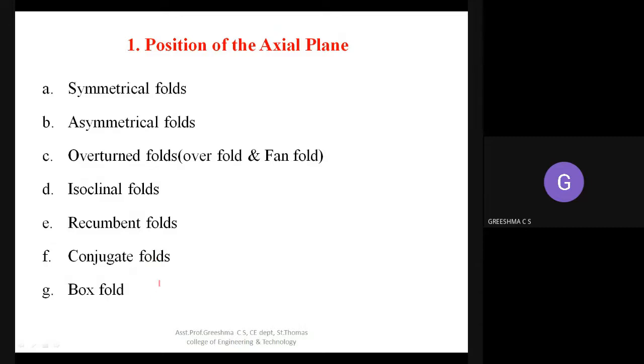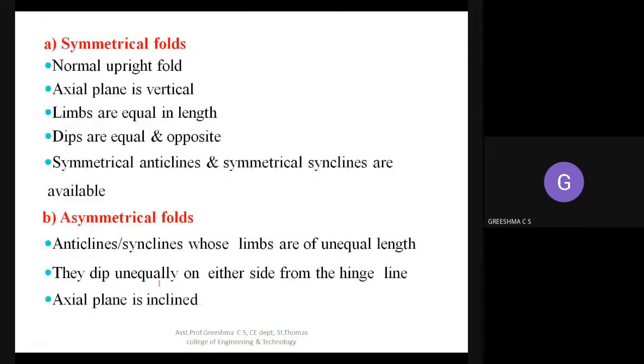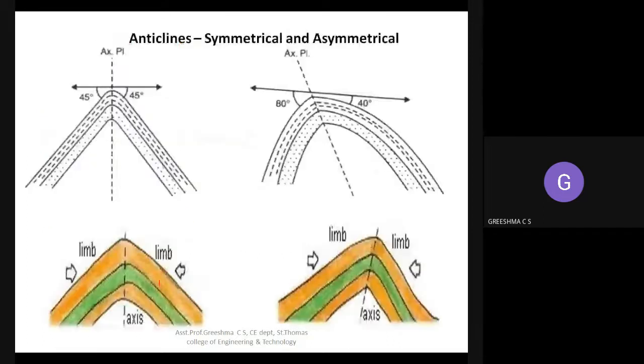Coming to the first one, symmetrical folds. Here it is a normal upright fold. The axial plane will be vertical, the limbs are equal in length, the dips are equal and opposite, and symmetrical anticlines and symmetrical synclines will be available. As the name indicates, the axial plane passes exactly through the topmost portion, dividing the fold into two equal portions. So that is symmetrical.